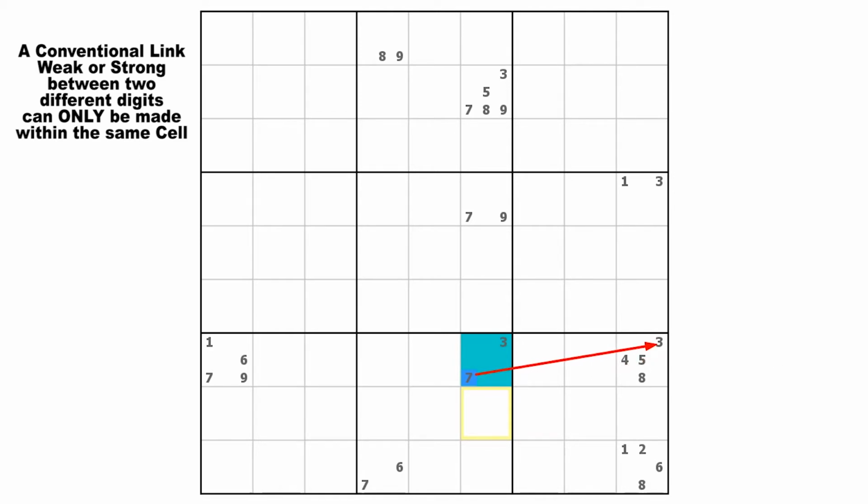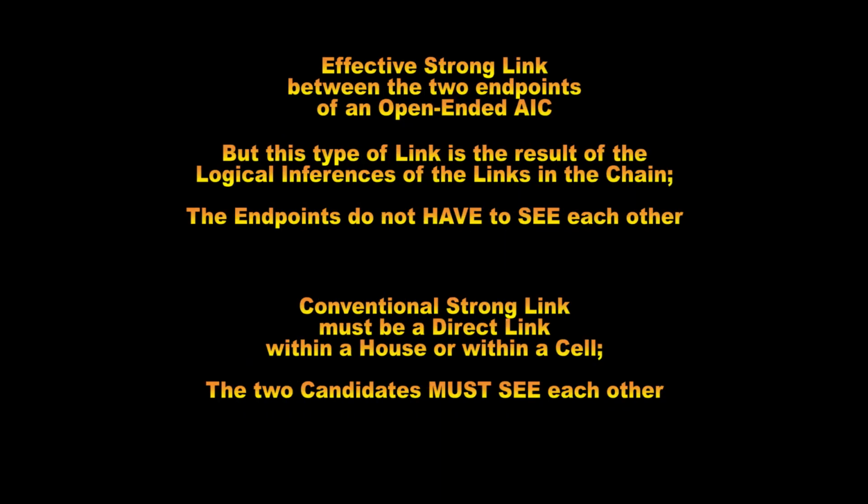And all these rules apply to both weak and strong links. And we are talking about conventional links as described in video number 3. There is an effective strong link between the two endpoints of an open-ended AIC, but this type of link is the result of the logical inferences of the links in the chain, unlike a conventional link, which must be a direct link. So with an effective link, the endpoints do not necessarily have to see each other or be in the same house, although they can be. They just don't have to be. Capiche?